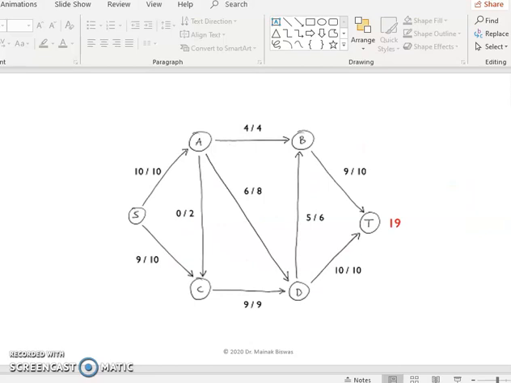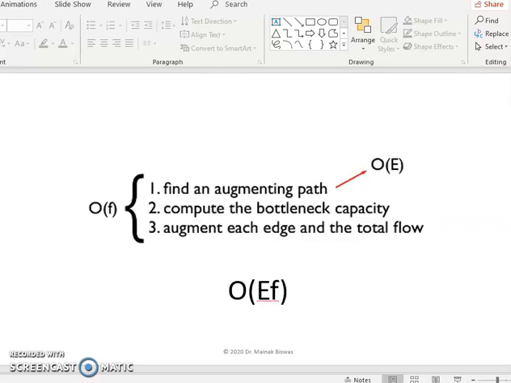We did not use A to C here. So what is the algorithm? Find the augmenting path; you can use graph traversal, depth first search or breadth first search, to find it. Then compute the bottleneck capacity, augment the edges, and update the total flow. Finding an augmenting path is O(E), and the number of augmentations is bounded by the total flow F, so the total time complexity is O(E times F).